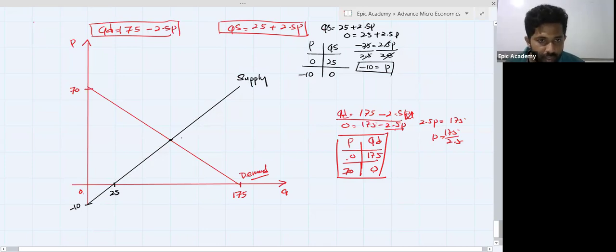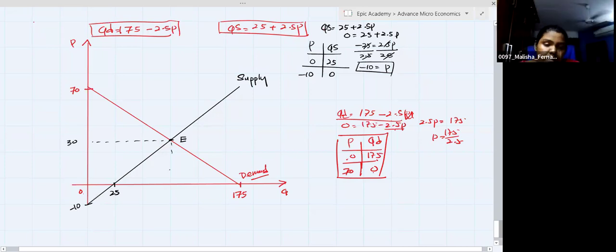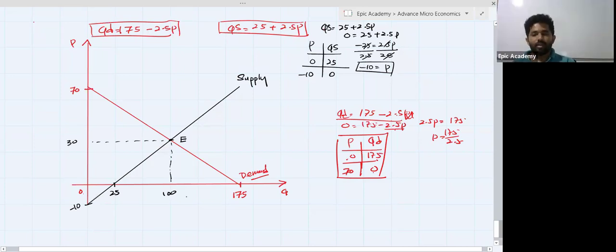So the equilibrium is here, the crossing point where the demand curve crosses the supply curve. So the price must be how much? 30, we already calculated. Yes. The quantity must be 100. This is the equilibrium.